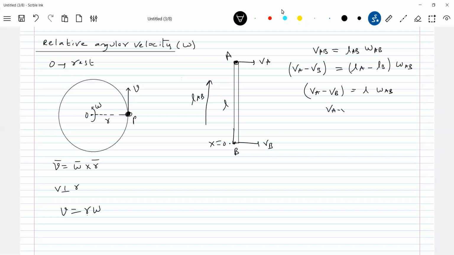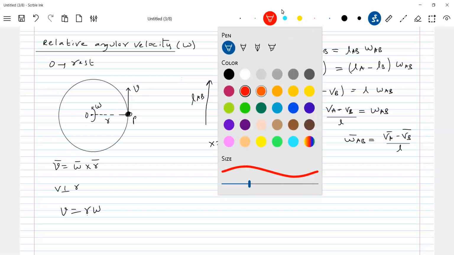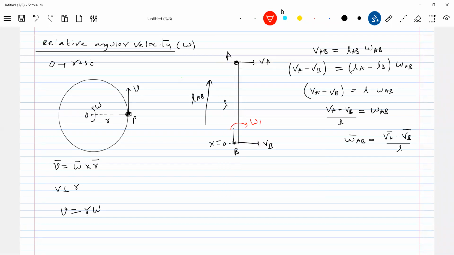So here I'll get... What about the direction? The direction is given by the vector form. I'll write it in vector form. Omega AB bar is equal to VA bar minus VB bar by L. So what is the direction of it? VA bar minus VB bar. So angular velocity of A with respect to B, what is the direction of it? So the direction of it will be like this. Agreed, all of you?